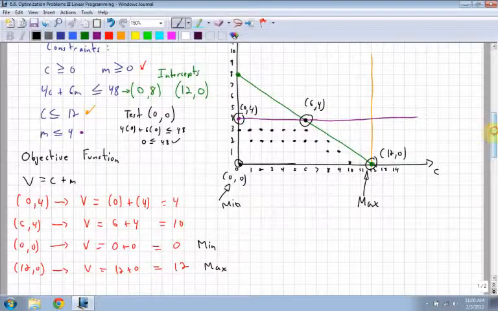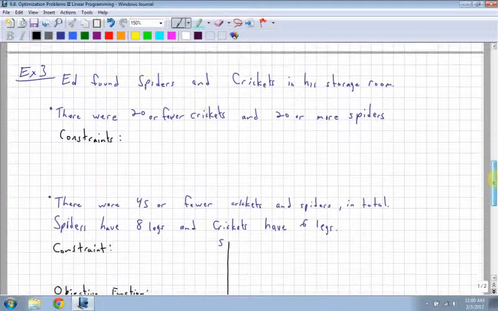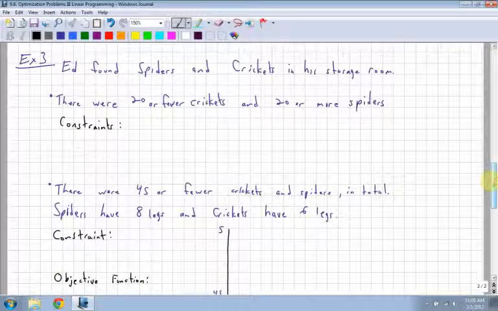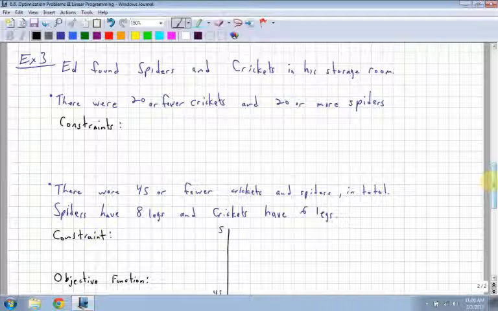So that's testing your constraints and testing to see what gives you your max and your min. Final example. In this example we're going to have to come up with the constraints based on a word problem. So these are the toughest type of questions. You have to come up with the constraints, then you have to graph them. The example is taken right out of the book, and it's: Ed found spiders and crickets in his storage room.